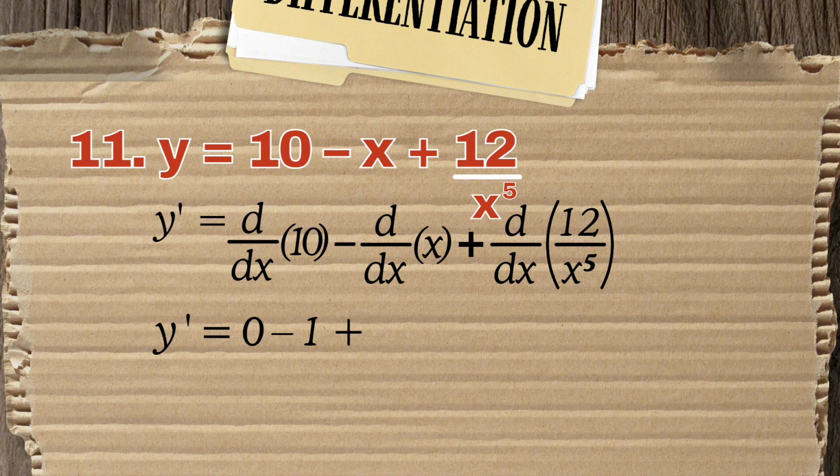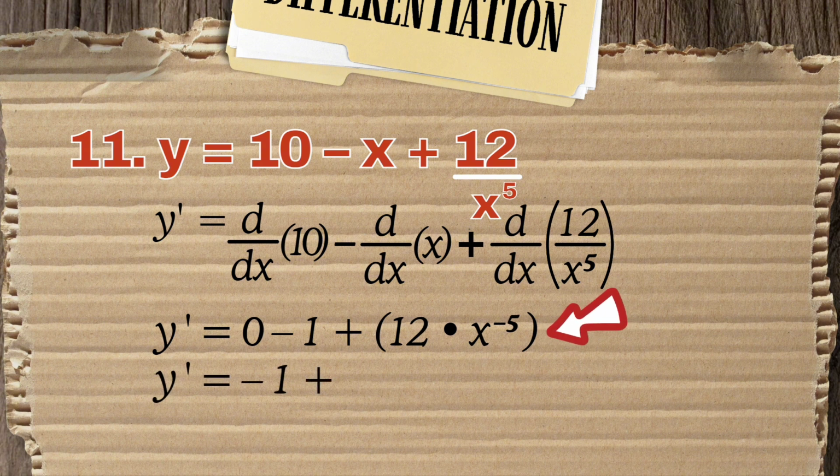So kung babalikan natin yung number 9, which is ginamitan natin ng power rule, pwede natin siya i-apply. So 12 times x raised to negative 5. Naging negative sign nung inakyat natin ang x raised to 5 sa numerator. After that, 0 minus 1 is equal to negative 1. Then, kunin na natin yung derivative nito.